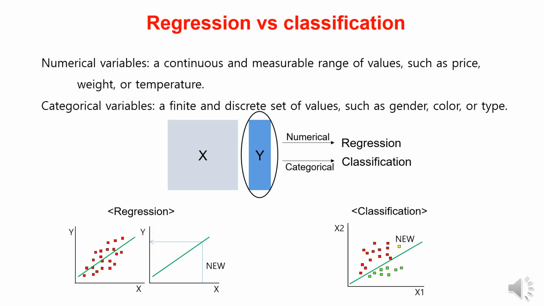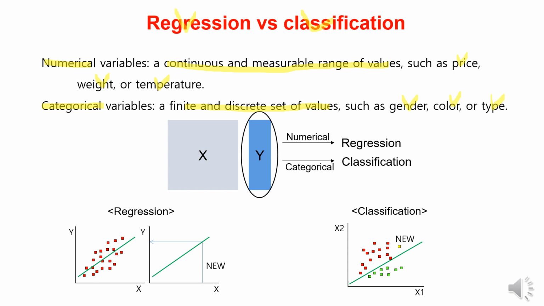First, before explaining the decision tree, let's understand regression and classification. As mentioned in one of the previous videos, in artificial intelligence datasets, we can use not only numerical data, but also categorical data. Numerical data refers to data that is a continuous and measurable range of values, such as price, weight, or temperature. Categorical data, on the other hand, is represented in the form of categories or labels, such as gender, color, and type. While categorical data can be represented numerically for computers to understand, it does not have numerical significance such as larger, smaller, or equal.